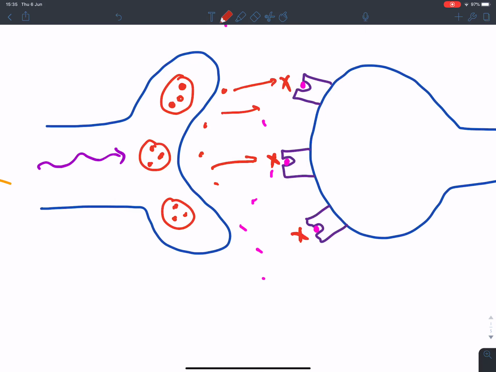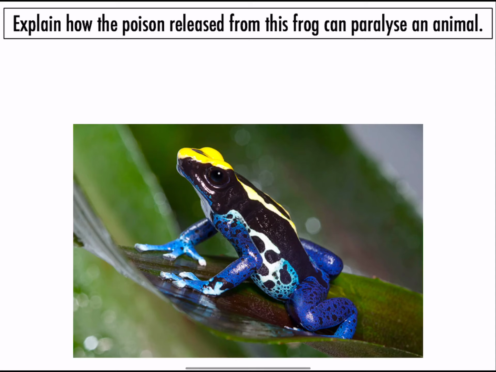Since they can't bind, that means another impulse will not be generated in the next neuron. So information will not be carried through to the muscle. And as a result, the person will not be able to contract his leg. So he will be paralyzed.